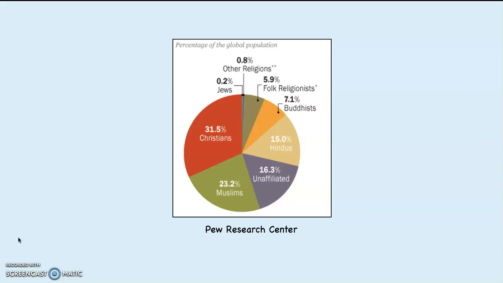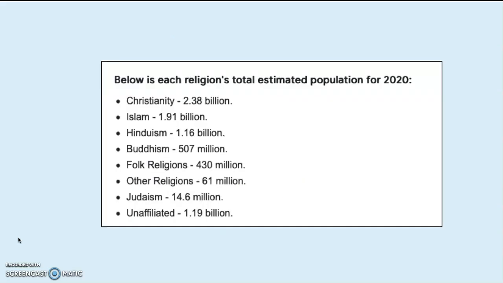Approximately one-third of the world's population identifies as Christians. This does not necessarily mean that they're attending services every Sunday or Saturday, whatever day they would be practicing it on, but they identify as being Christians. You can see that Muslims, which is Islam, of course, almost 25% of the world's population. Unaffiliated, I'll talk about that shortly, 16.3%. Hindus, in other words, Hinduism, 15%. Buddhists, in other words, Buddhism, about 7.1%, and then folk religions and other religions account for the rest.